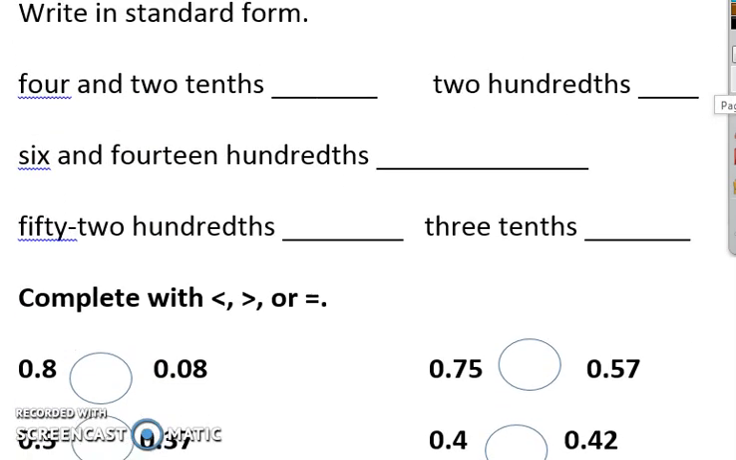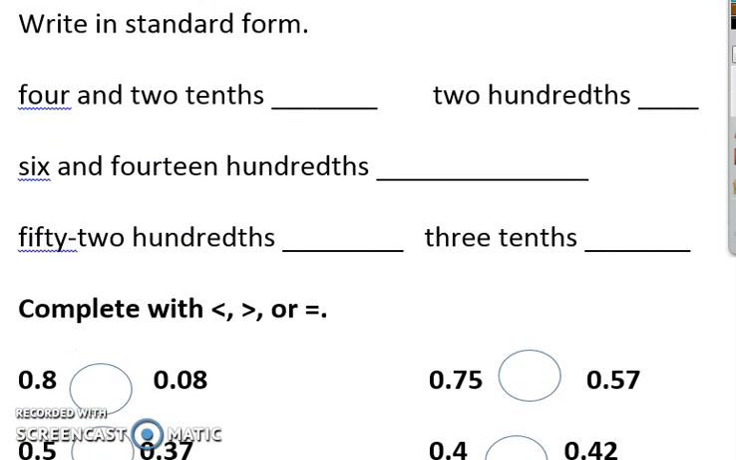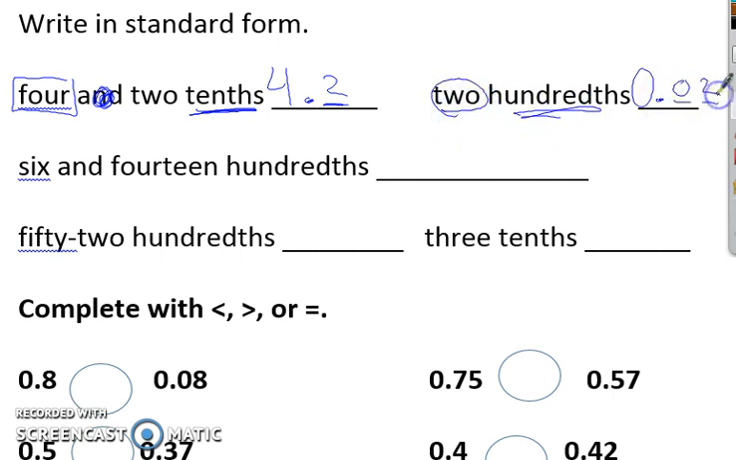Getting ready to write in standard form, which is going to be the reverse of what we just did. So my "and" is my decimal point. So look in front, I got a 4. And check this part out. Tenths, so I'm only going one spot. 4 and 2 tenths. 2 hundredths, there's nothing in front, so that's like saying 0 and. We're going hundredths, so it's 2 spots. I got a 2, so that would be 0.02.